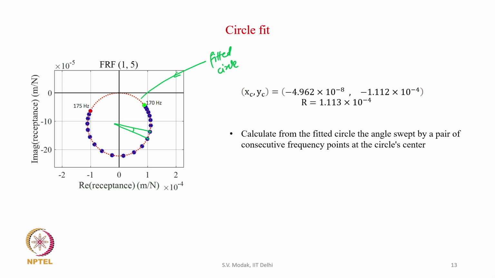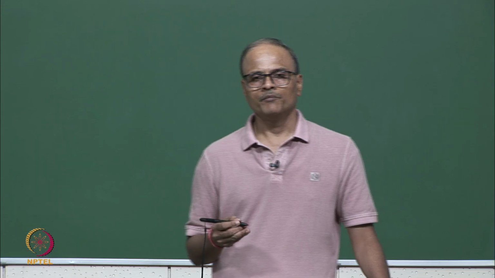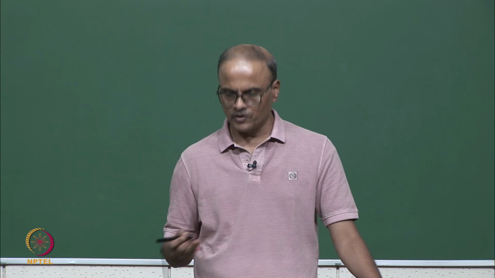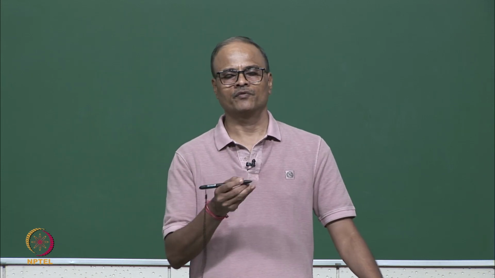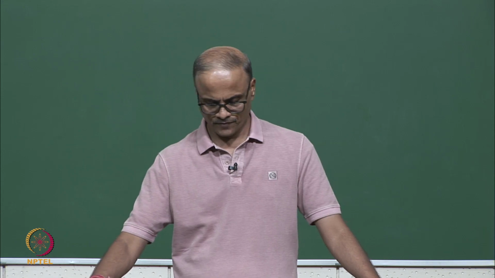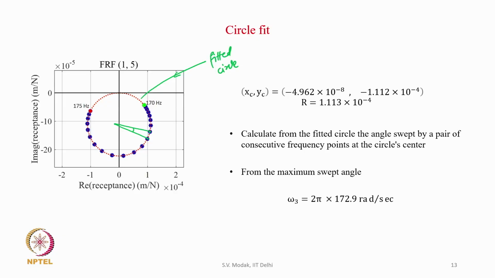And this we repeat for every successive pair of frequency points, and then we compare all those subtended angles, and the pair for which the angle is maximum corresponds to the pair with maximum sweep rate. Then we can find the natural frequency by taking the average of the frequencies making up that pair, and that frequency is found to be 172.9 hertz. So, in radians per second it should be 2 pi times 172.9 radians per second. In this way we get the estimate of the natural frequency for the third peak.